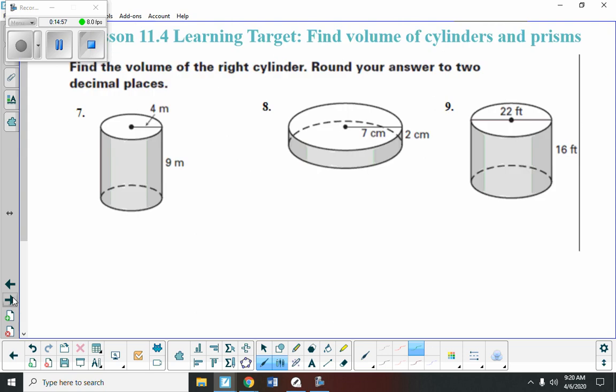All right, let's look at the next page. Find the volume of the right cylinder. Round your answer to 2 decimal places. Okay, so volume is area of the base, which in a cylinder, the base is a circle, so it's pi r squared times the height. So we have pi. And then we have to look at what is the radius. It's the distance from here to here, which would be 11. And the height is 16. And that is 6,082. And that would be feet cubed.